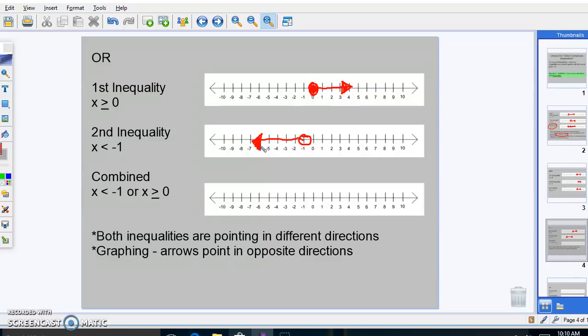Now, if you think about combining these two, we know that we have an open circle at -1, but we have a closed circle colored in at 0. My arrow from 0 is pointing to the right, but my arrow from -1 is pointing to the left. So these actually show arrows going in opposite directions. The circles do not connect, so you're still going to keep the arrows.